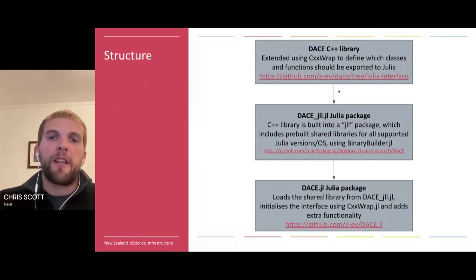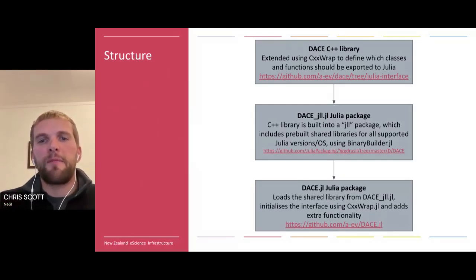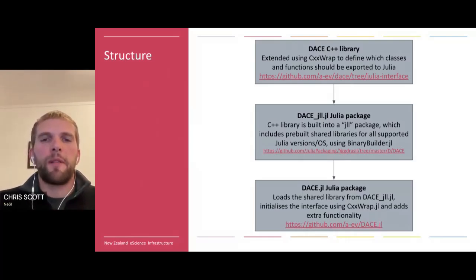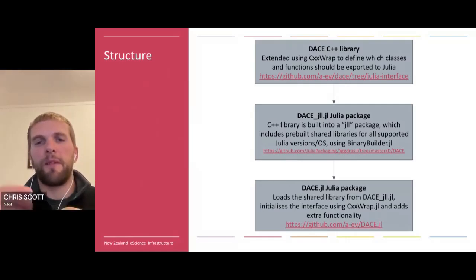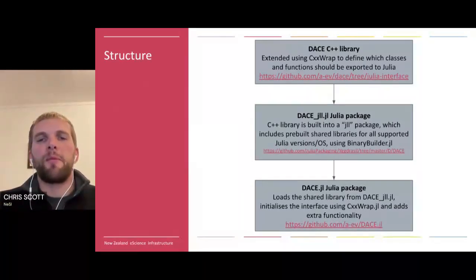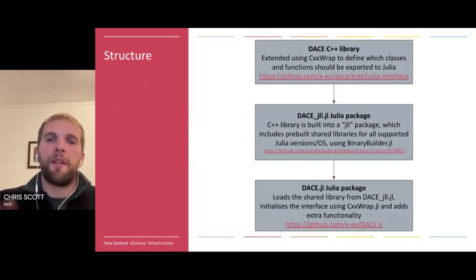Once we have created that library, we need to build it into a shared library which can be loaded from Julia. And the standard approach to doing this in Julia is with these so-called JLL packages. So we use a tool called BinaryBuilder.jl, and inside BinaryBuilder we have a recipe file or a script which has a CMake command to build our library. BinaryBuilder will cross-compile our library across all the different platforms, like operating systems and versions of Julia that we support, and it will then archive those binaries, and then create a Julia package called DACE_jll.jl, which we can then load later on.